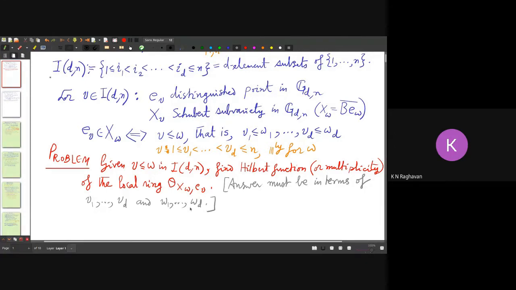Let me point out right away that although it looks like I'm doing something special here, I'm not taking an arbitrary point on the Schubert variety. We will see later on that this is good enough. If we solve this problem as stated, we will know the answer to any arbitrary problem on the Schubert variety. So this is the problem, and I will talk about the solution later.